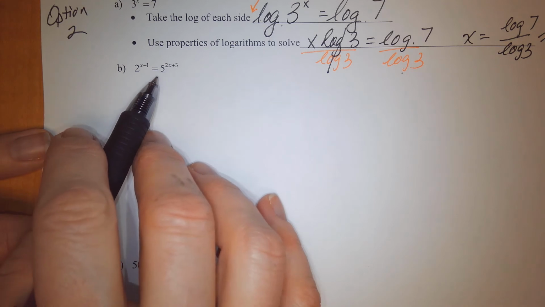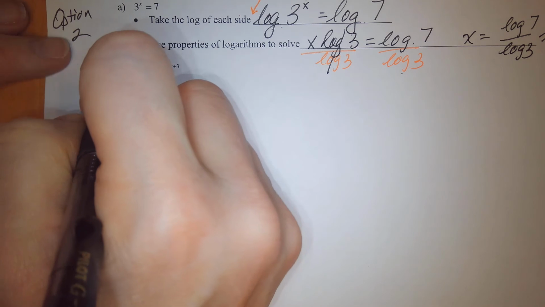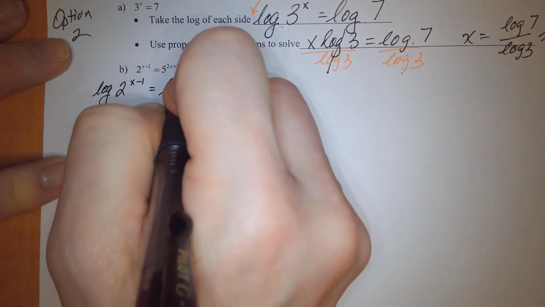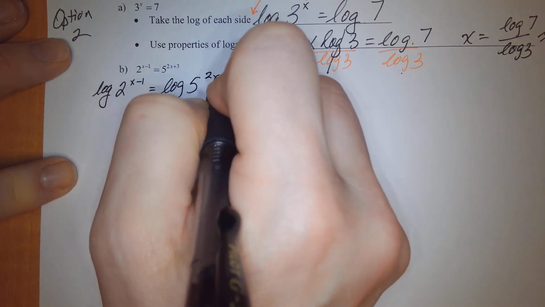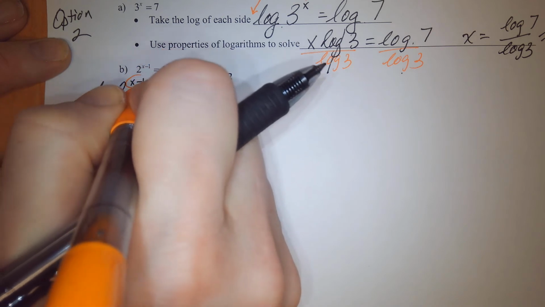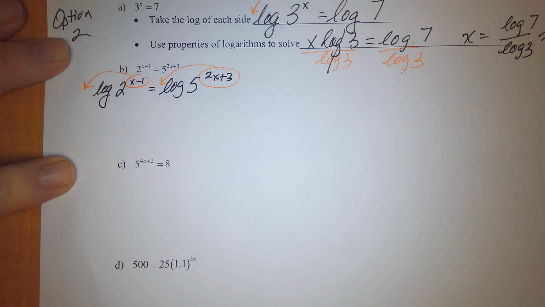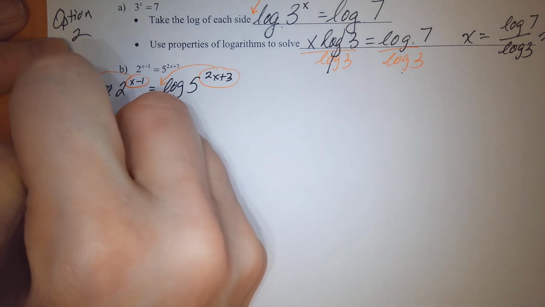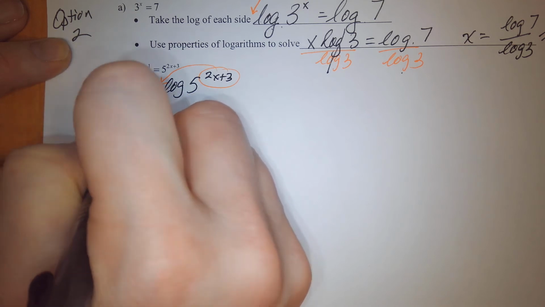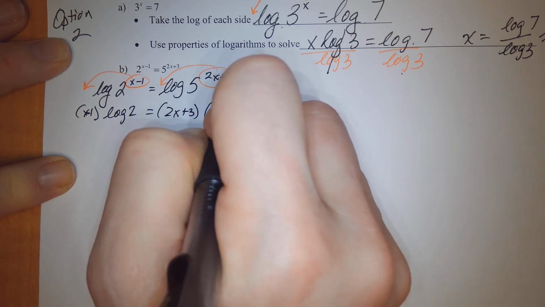Here we have part B. We're going to take the log of both sides. So log of 2 to the x minus 1 equals log of 5 to the 2x plus 3. Because we put those logs in front, we can take the exponents down in front of the logs. So this becomes x minus 1 times log of 2 equals 2x plus 3 times log of 5.